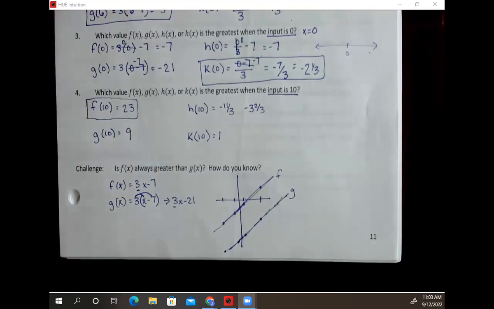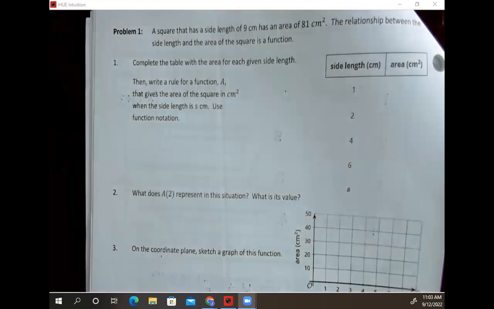If you would for me, please, turn the page. On page 12, we're going to take a look at another problem where we're going to figure out a rule and use that rule to write a function. Okay, so we haven't written our own functions yet. We're going to start that now.